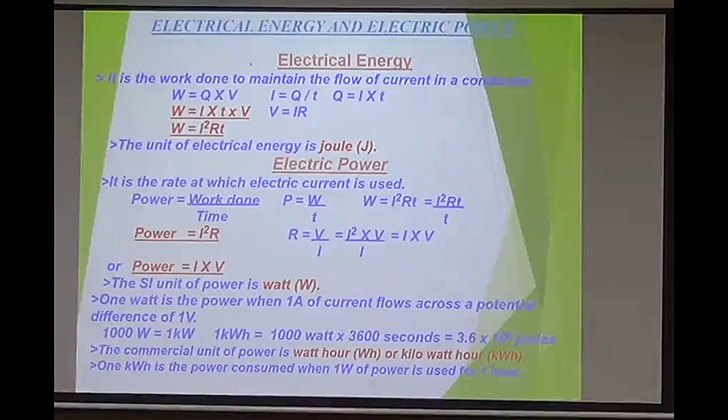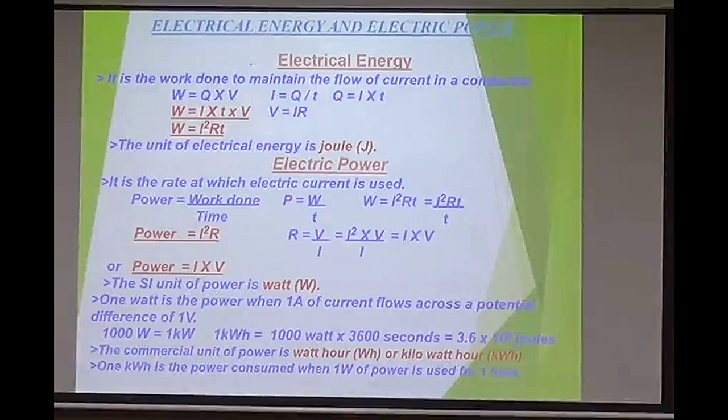Now, in commercial electrical devices, when you write about electrical energy consumption, we write it in terms of kilowatt hour. Because if you take time unit as second and power unit as watt, they become very small units. So we define 1 unit as 1 kilowatt hour. And 1 kilowatt hour is 1000 watt into 3600 seconds. There are 3600 seconds in an hour. So it will be 3.6 into 10 raised to power 6 joules.